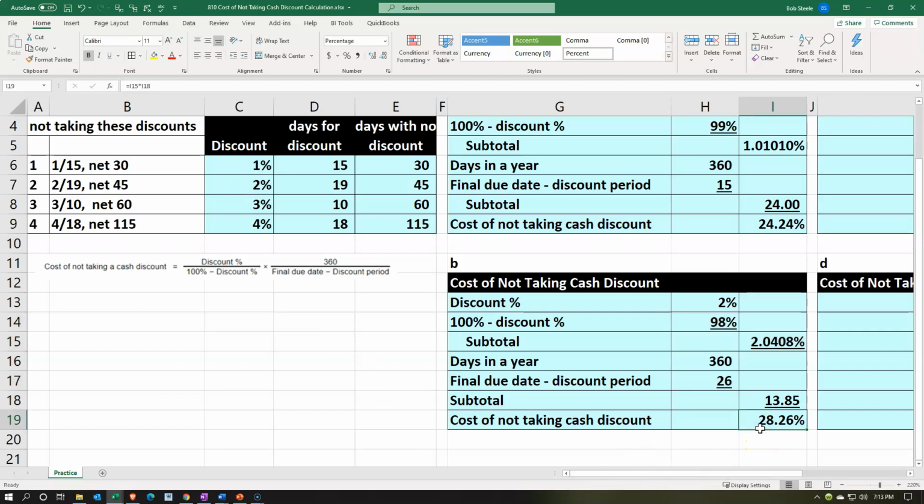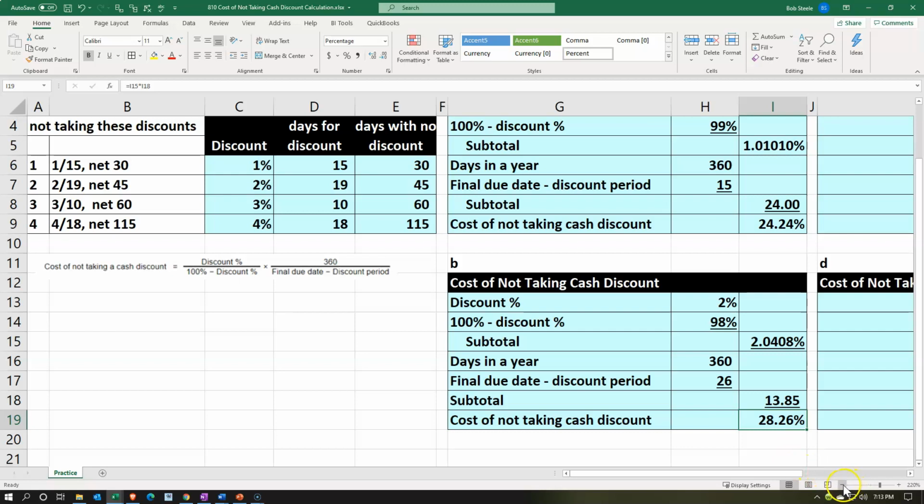So again, if we were to finance it, if I had to take out a loan to get the 2% discount earlier for that time period, for the 26 days, which is the difference between the last day I can pay within the discount and the days that I would have to pay if I didn't take the discount, then if I had to get a loan for anything less than 28%, you would think it'd be worthwhile to do so.